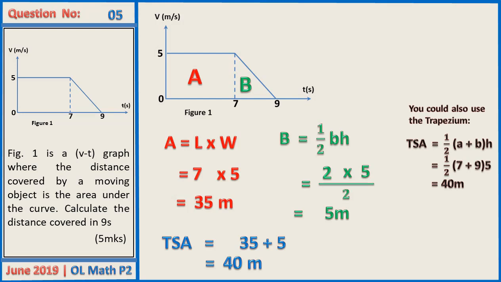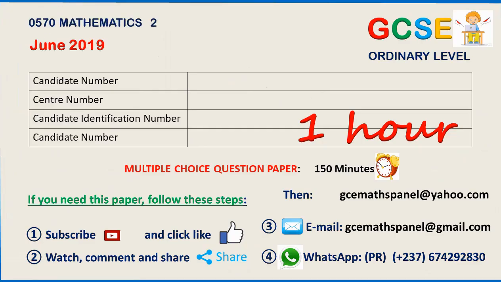However, you can observe that this is a trapezium, and the area of a trapezium is given by half the sum of the parallel sides times the height. So that will be half into 7 plus 9, where the shorter side is 7, the longer side is 9. Half the sum of these parallel sides times the height, which is 5, and that will give us directly 40 meters. But most students might not keep this formula. That is why I decided to use the first one. So this is 5 marks.